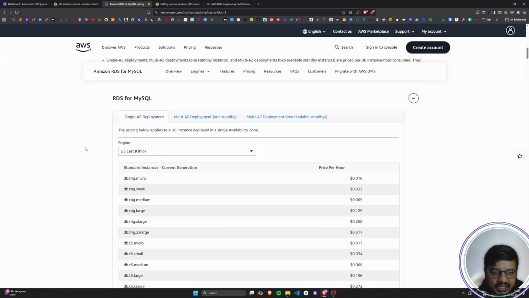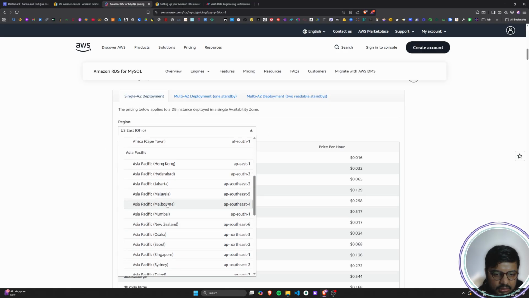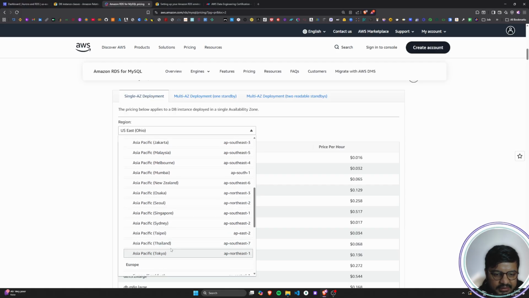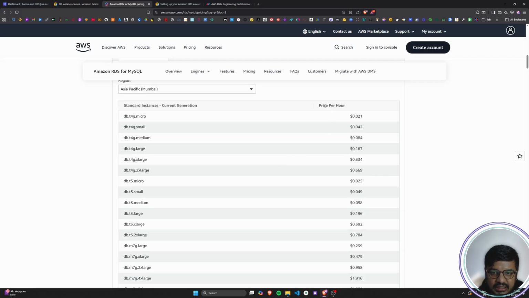For single availability zone deployment, let's suppose I want to deploy it in Hyderabad or maybe Mumbai. Where is Mumbai? Here is Mumbai. Even though the price is given on an hourly basis, for the db.t4g.micro instance you will be charged this much, but it will be calculated on a per second basis. This is a per hour price, and in 1 hour there are 3600 seconds.